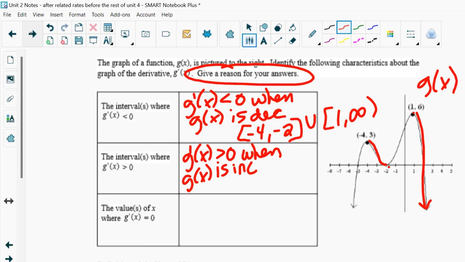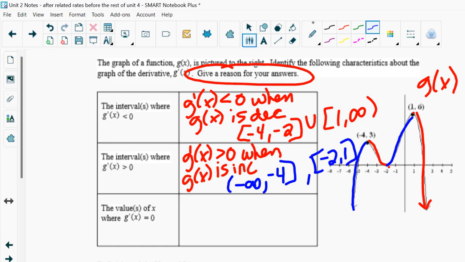And it should be everywhere that it's not decreasing, it's going to be increasing unless there was a constant value on that. But it's just the other ones, right? So that one's going to be from negative infinity to -4. I said it's always brackets, except for infinities, right? Infinity never has a bracket. It always has a parenthesis. And then this would be x values from -2 to 1. With me on that? So intervals of increasing and decreasing.